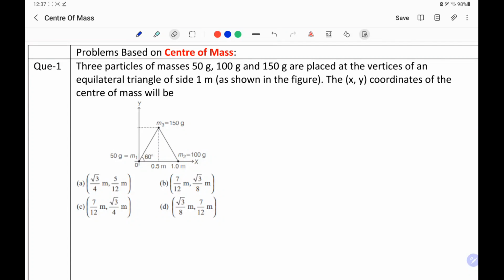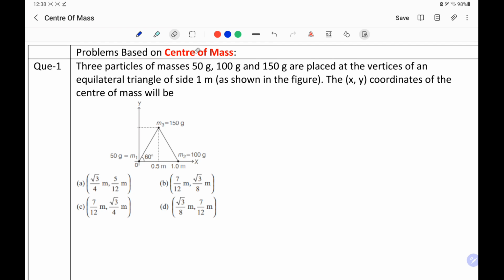Let's take some problems based on the center of mass. First question is, three particles of masses 50 gram, 100 gram and 150 gram are placed at the vertices of an equilateral triangle of side 1 meter as shown in the figure. The xy coordinates of the center of mass will be.